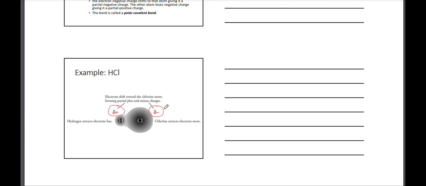So the partially negative side is the side that has more electron density. On the other hand, the side that is partially positively charged has less electron density. So there's more electron density on the atom that has higher electronegativity. The electrons are no longer equally shared. There is more electron density on one side and less on the other side.